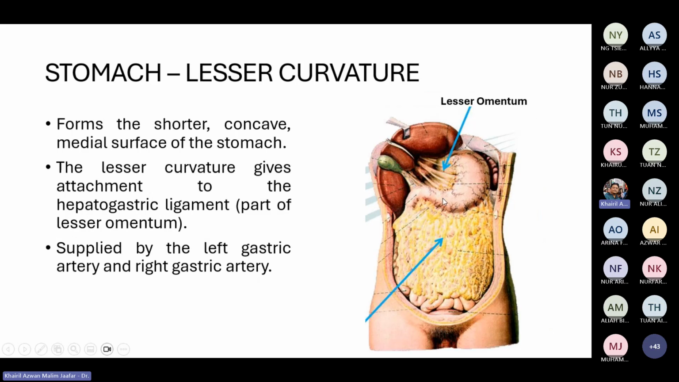Okay, and the lesser curvature, there's another fold of peritoneum which is attached to the lesser curvature of the stomach to the liver. More specifically, the hepatogastric ligament. So this is the lesser omentum. Remember, lesser omentum to the lesser curvature of the stomach, greater omentum to the greater curvature of the stomach.